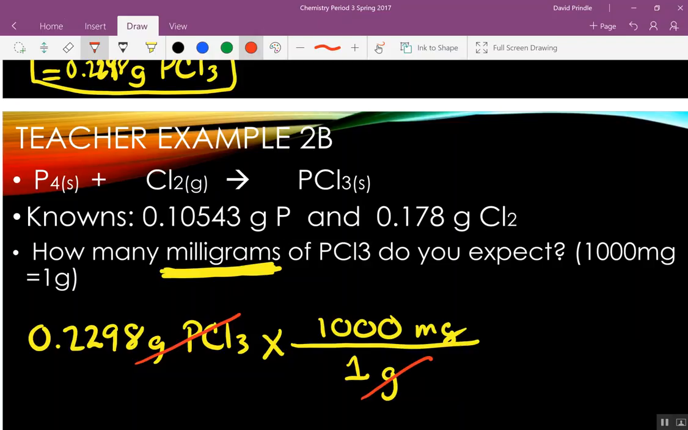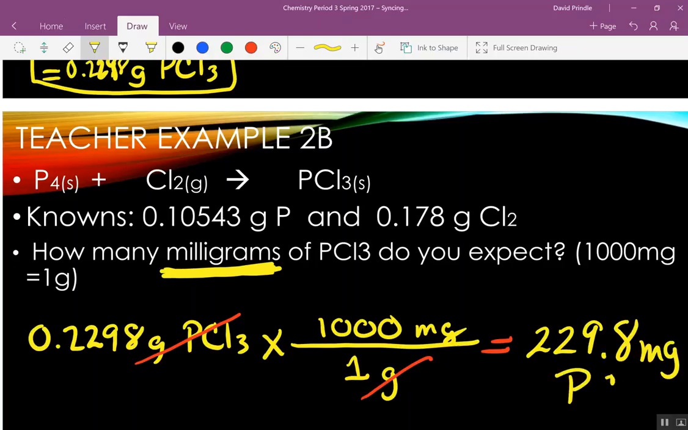I better turn this back to yellow because red doesn't show up very good. Somebody take 0.2298 times 1,000. What do you got? 229.8 milligrams of PCl3. You could have easily moved the decimal point how many places? Where would you get the three decimal places from? Three zeros. Very good, Sid.